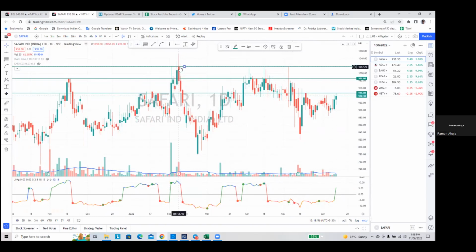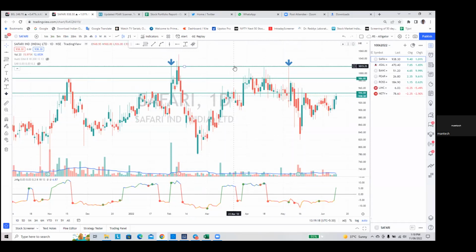See, this is a resistance here. The price fell from here, and after that, consolidation, and then one more time the price tried to cross this line. It went and took that resistance, came down and closed at this level. So that's how you need to mark your resistance and supports.